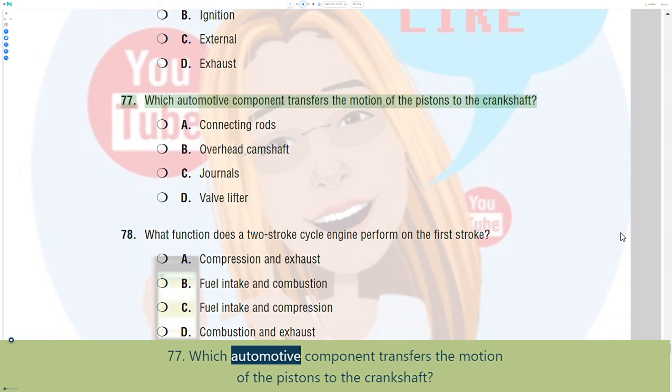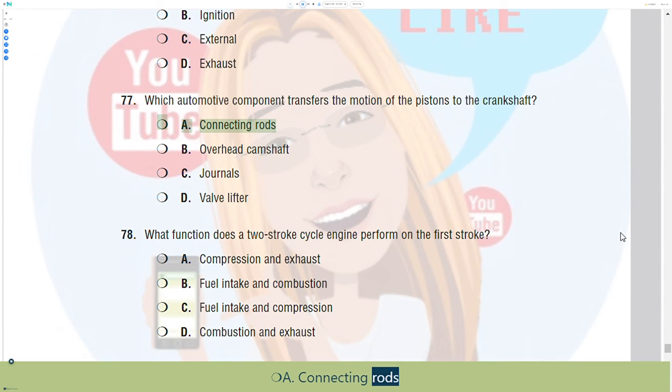77. Which automotive component transfers the motion of the pistons to the crankshaft? A. Connecting rods. B. Overhead camshaft. C. Journals. D. Valve lifter.